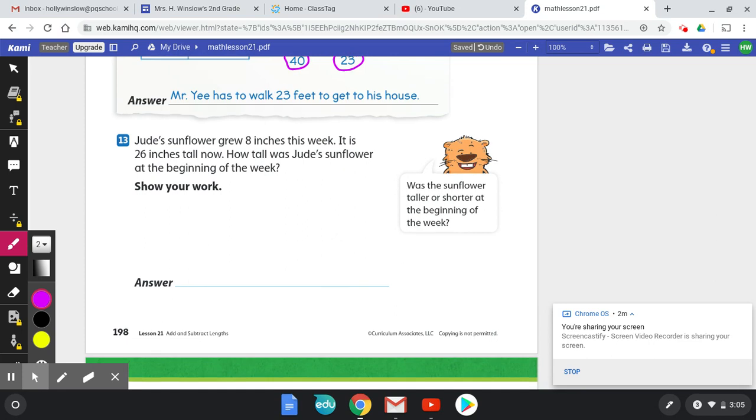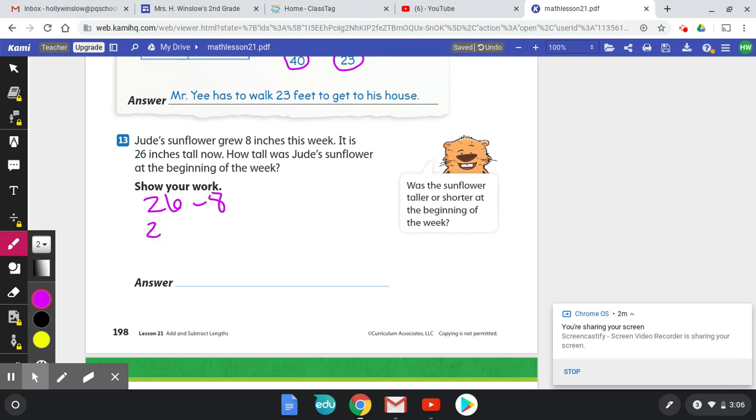Okay, so Jude's sunflower grew 8 inches this week. Well, it's 26 inches tall now. How tall was Jude's sunflower at the beginning of the week? So we have to show our work and then give the answer. So we need to find out what is 26 minus 8.